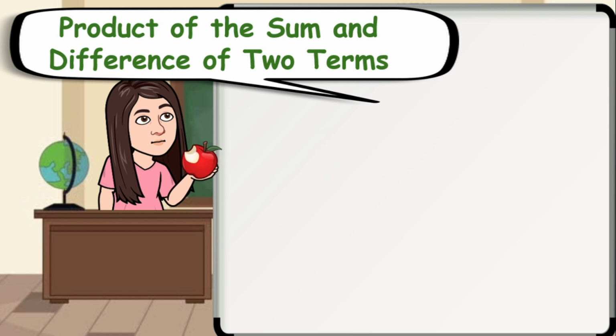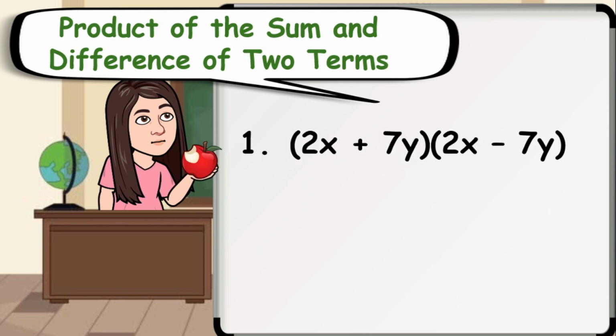Let's have some examples. Number 1. The quantity of 2x plus 7y times the quantity of 2x minus 7y. Remember the technique a while ago. Square the first term minus square the second term. In here, our first term is 2x. So we have 2x squared minus our second term is 7y, so we have 7y squared. Simplifying it, we have 4x squared minus 49y squared.